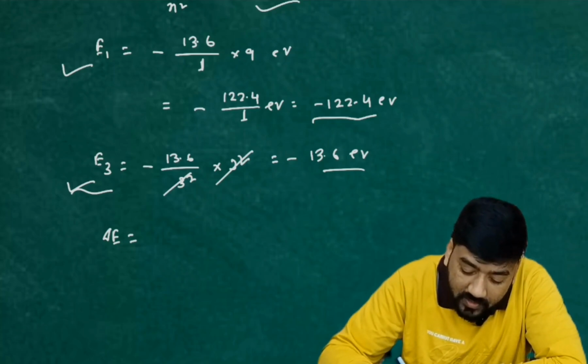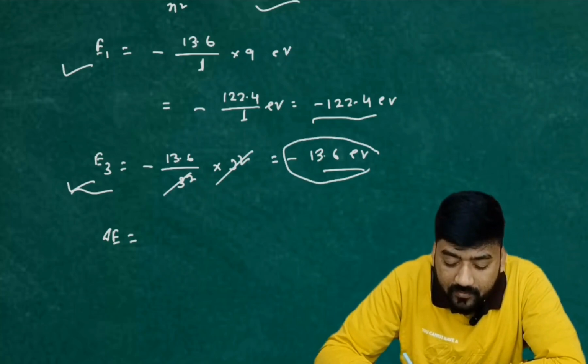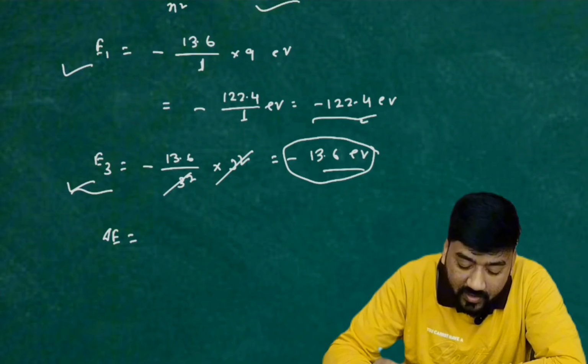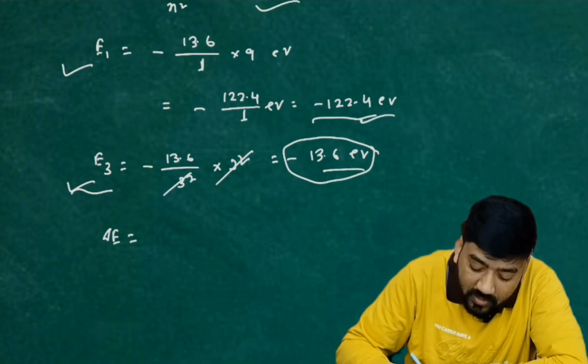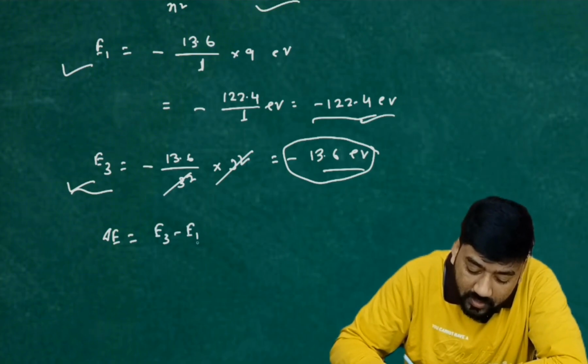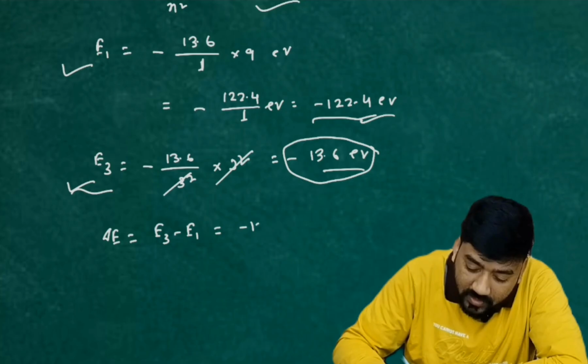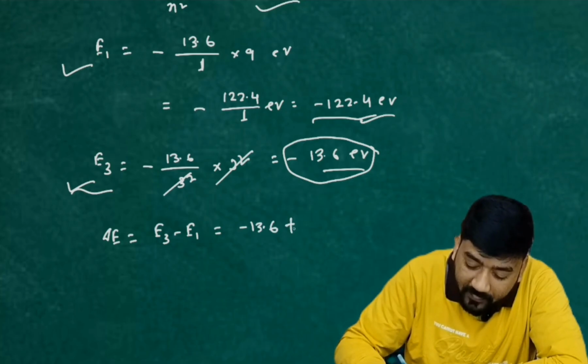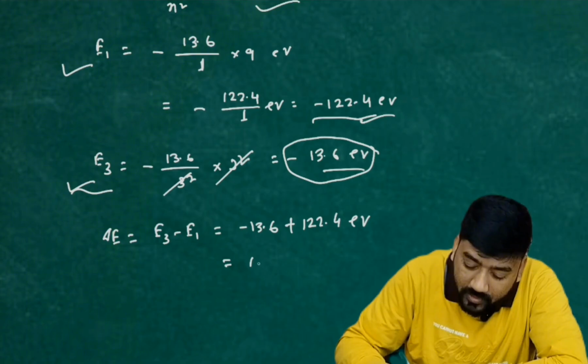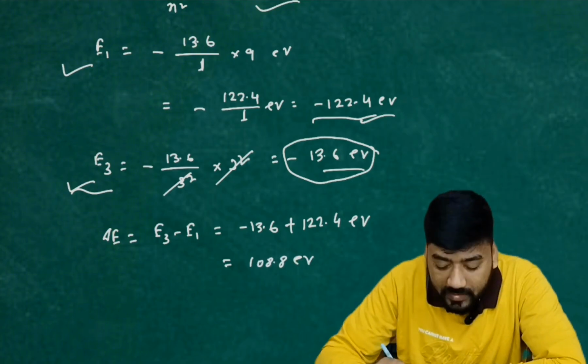You can say this energy is the greater energy because the negative value is less than this, so this is greater energy. So delta E is nothing but E3 minus E1. What is E3? E3 is minus 13.6, and that will be minus plus 122.4 electron volt. So that will give you 108.8 electron volt. So this is your delta E.